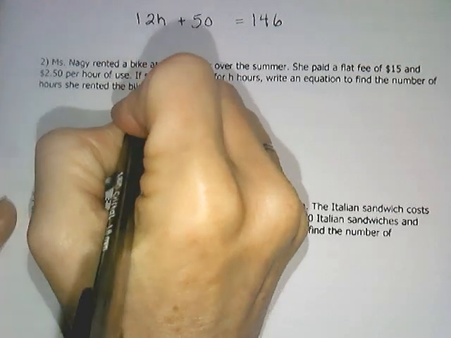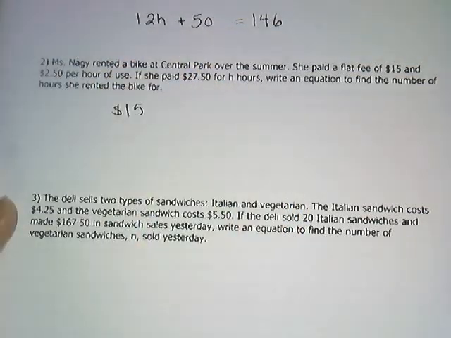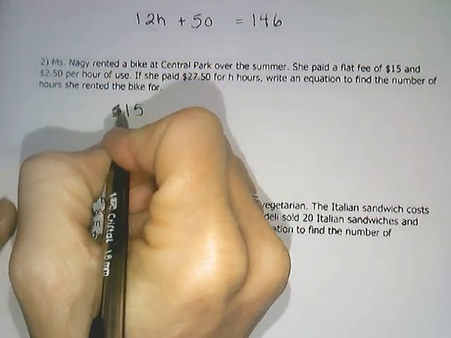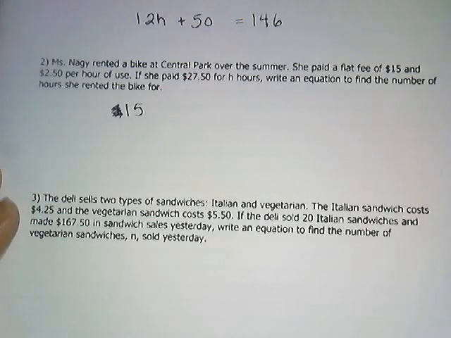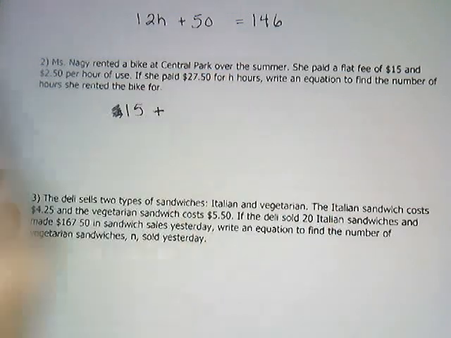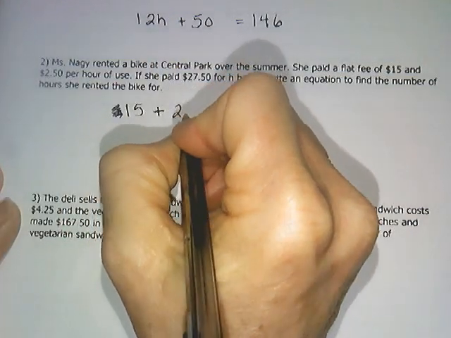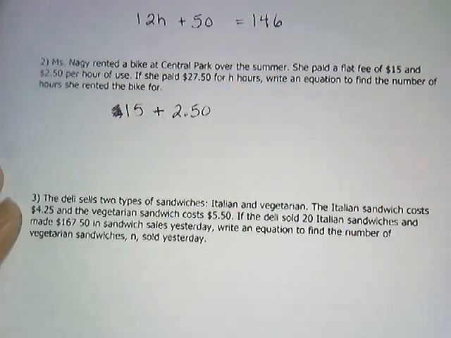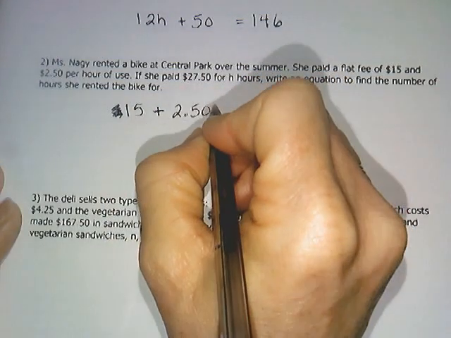So again, we don't know how many hours I was biking for, but we know I have to pay a flat fee of $15 no matter what. Actually, we should keep the signs out of our equation. So flat fee of $15, and then we're going to add to that how much I'm charged for each hour of use of the bike. That's $2.50. And we multiply that by the number of hours of use.